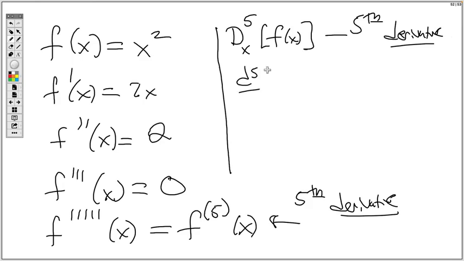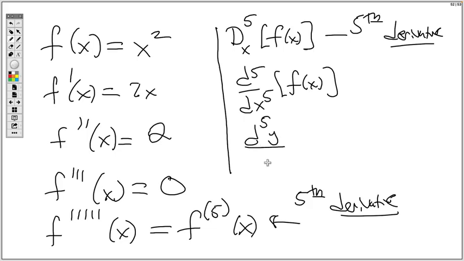Or you could do d dx. Or d to the fifth y, dx to the fifth. You follow? So these are all the different ways they signify taking the derivative 5 times.